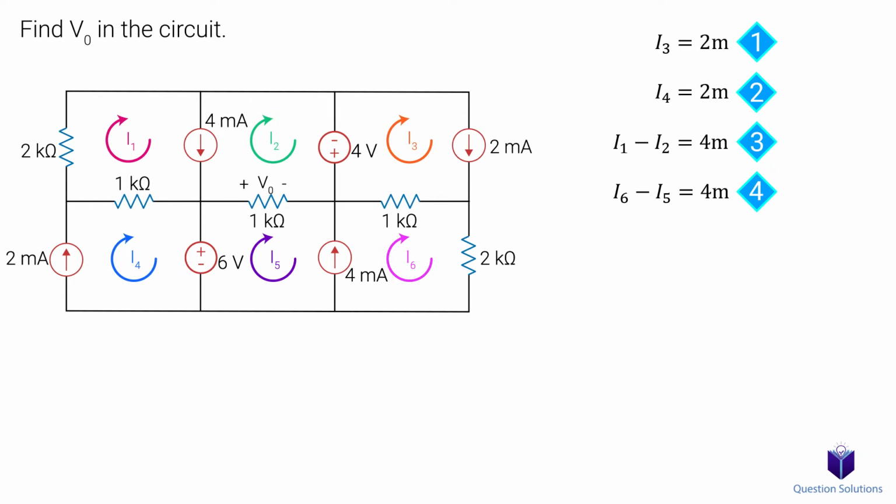We need two more equations. We can't write one for I1, I2, I5, or I6 because we have current sources between the branches and we don't know the voltage through them.